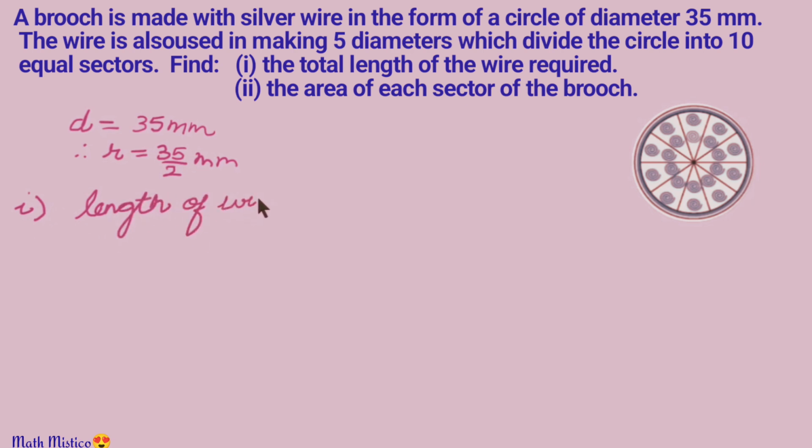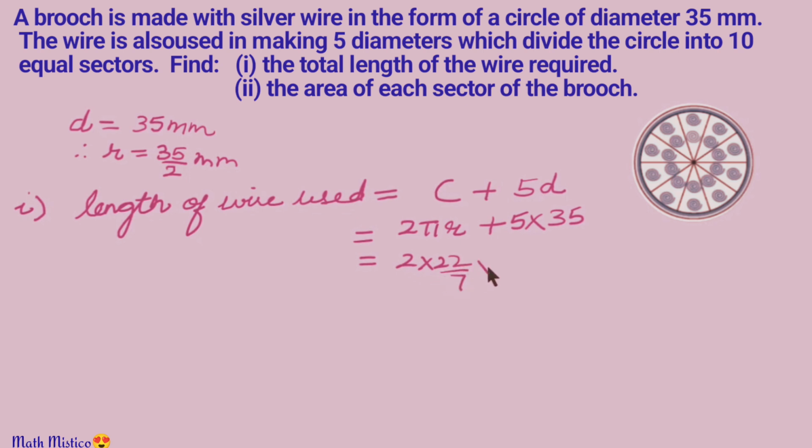And length of the wire used will be circumference of the circle plus 5 times d. That is 2 pi r plus 5 into 35. The value of pi is used as 22/7 or 3.14. Putting the various values and simplifying, we have 110 plus 175, that is 285 millimeters.